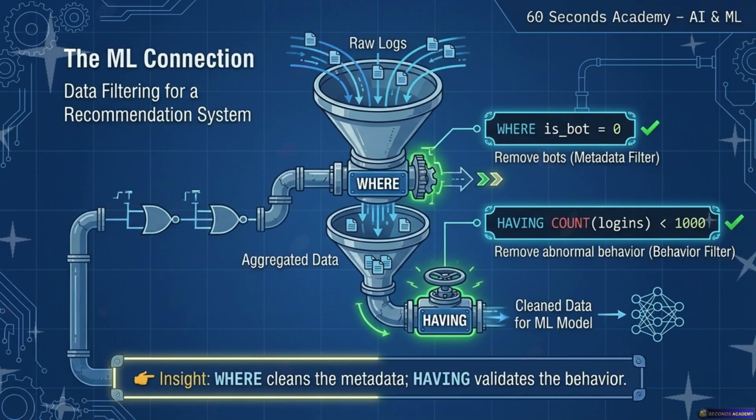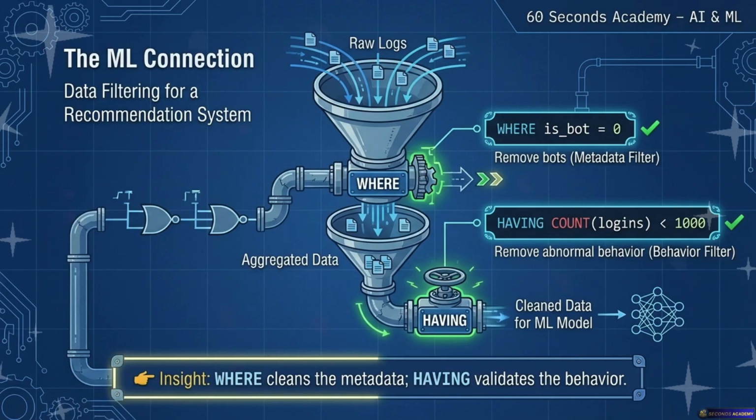Exactly. The HAVING clause then acts as a behavior filter. The behavior filter, okay. You group the remaining verified human users by their ID and apply HAVING COUNT(logins) < 1,000. I see. You do this because if a user logs in 1,000 times in a single day, that is an anomaly. It might be a compromised account or a scraping script. You cannot identify that anomaly at the row level. You only spot the behavioral outlier after you aggregate their activity. Precisely. So WHERE filters metadata at the row level and HAVING filters behavior at the aggregate level. That conceptual bridge between data engineering and model integrity is vital. It really is. It separates the coders from the engineers.